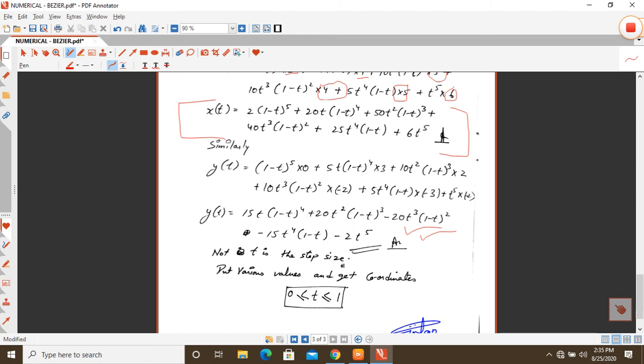Now t is the step size, so put various values of t from 0 to 1. You will get different positions that will define our Bezier curve. Hope it is clear. This is a very interesting way of solving. Many designers solve these Bezier equations using computational methods. So if the step size is very, very small, even then we can get a very effective curve. Hope you understand.